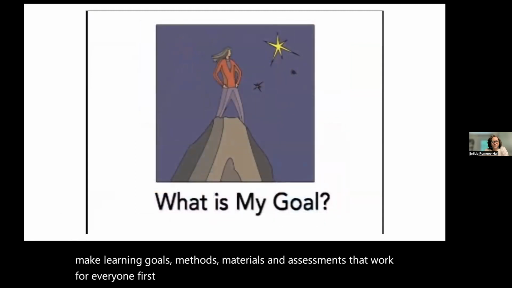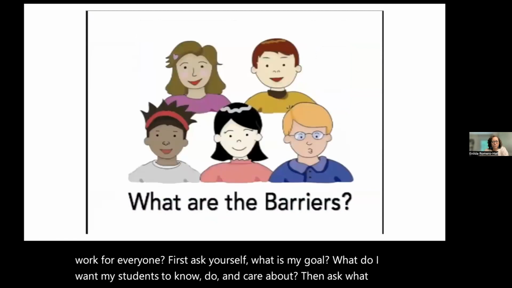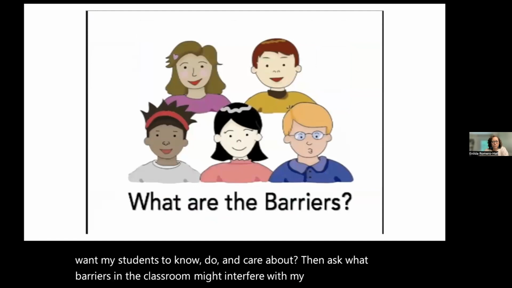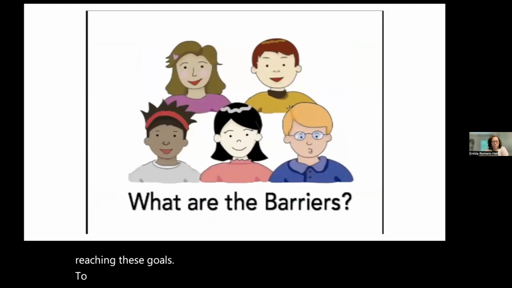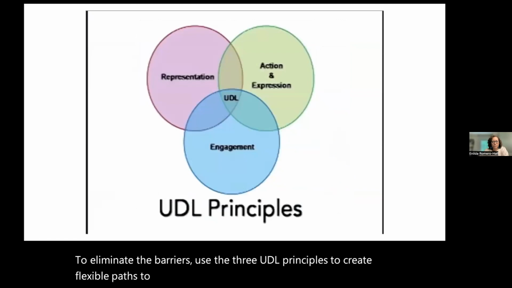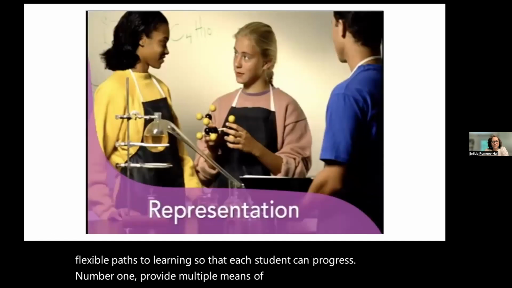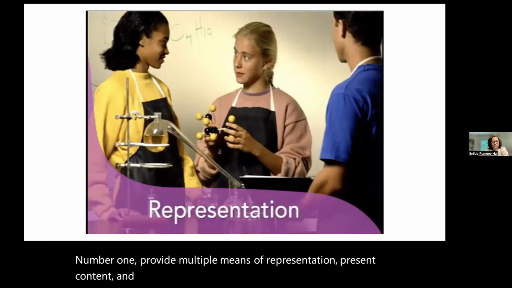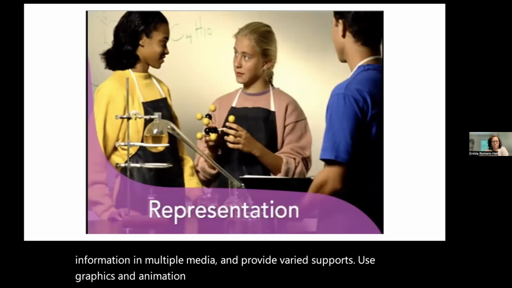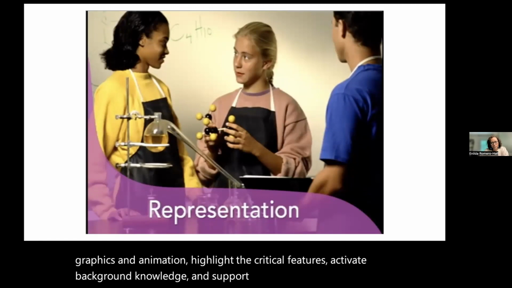First, ask yourself, what is my goal? What do I want my students to know, do, and care about? Then ask, what barriers in the classroom might interfere with my diverse students reaching these goals? To eliminate the barriers, use the 3 UDL principles to create flexible paths to learning so that each student can progress. Number 1, provide multiple means of representation. Present content and information in multiple media and provide varied supports. Use graphics and animation, highlight the critical features, activate background knowledge, and support vocabulary so that students can acquire the knowledge being taught.